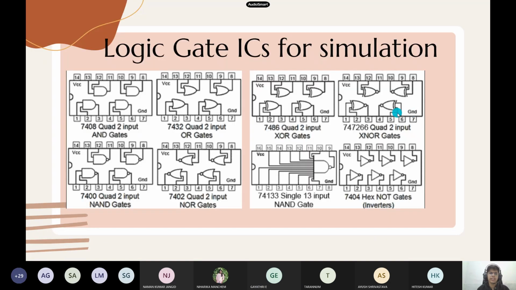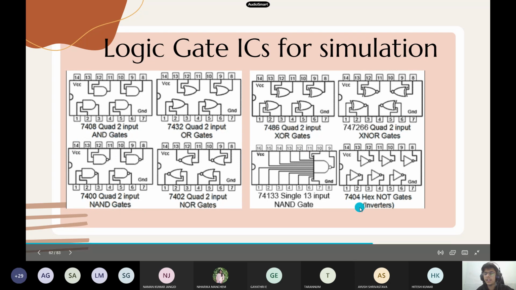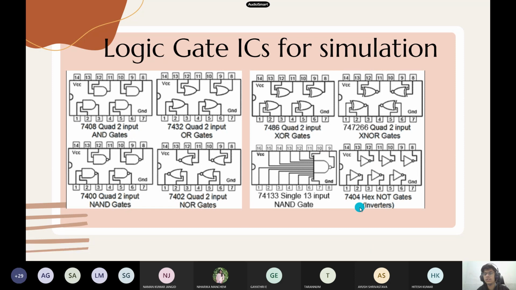So you have seen logic gates. In the circuit board, we cannot connect logic gates directly, so they are present in the form of ICs. You can see I have listed some ICs: the 7408 IC is an AND gate, the 7400 IC is a NAND gate, and the 7404 IC is a hex inverter, that is a NOT gate. So we'll just add a hex inverter in our previous circuit.